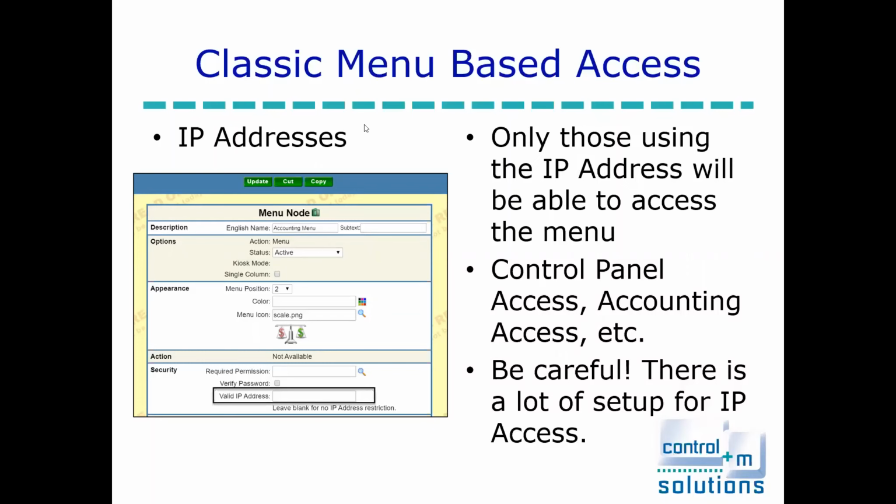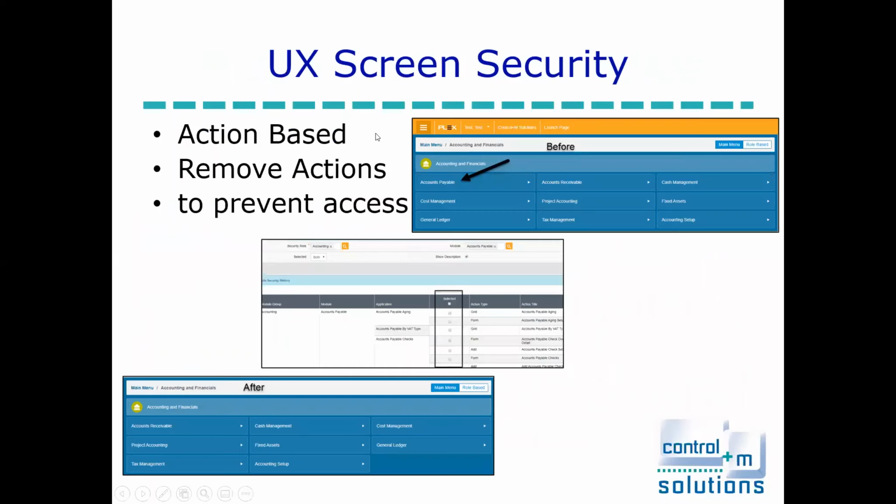So while we're at it, let's just go ahead and talk about UX screen security. While in Classic, a lot of it is based off of permissions or even IP addresses, everything in UX is based off of actions. Actions can be given to individual users or security roles, I should say, and you can add or remove actions based on what you want people with that security role to see.